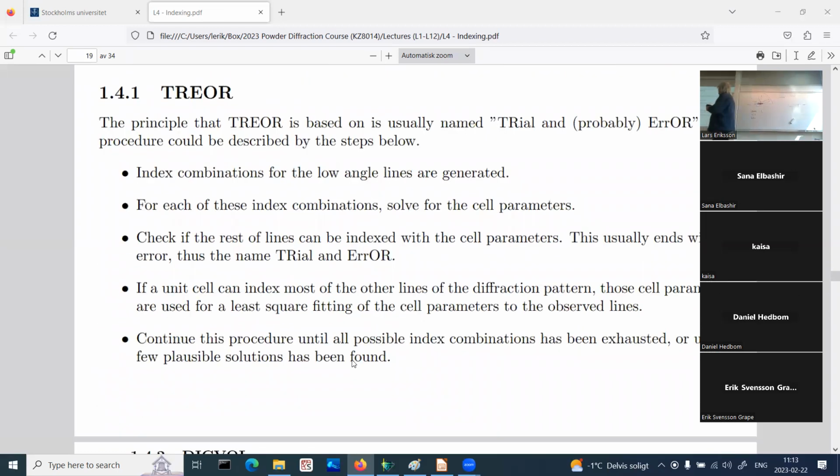To conclude: based on low angle lines, try to solve the unit cell parameters. This is from a manual approach. And if you can index most of the lines, then do some least squares.